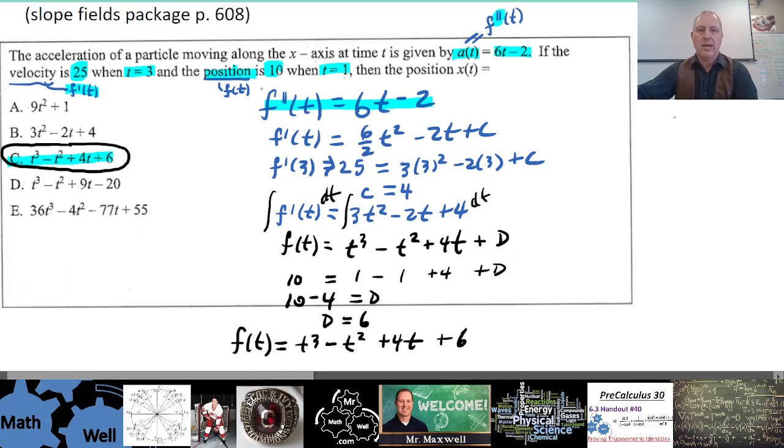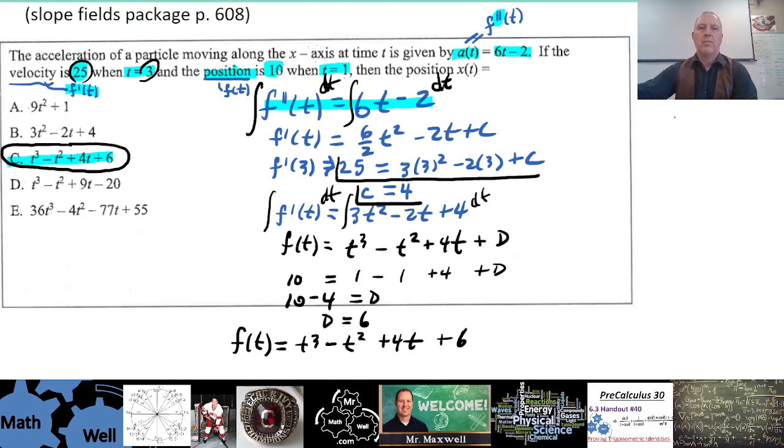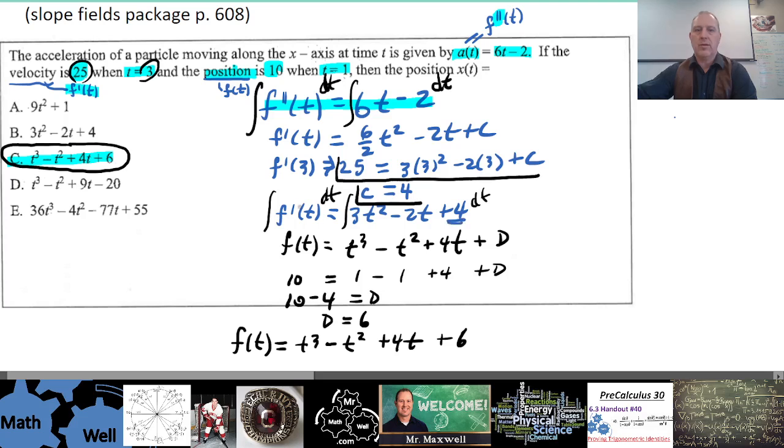So if you take the integral of the second derivative with respect to t, what you get here is f prime of t equals 6 over 2t squared minus 2t plus c. Now, if you plug in these values, so t is 3, when f prime of t is 25, you get this right here. Then when you solve for c, you get a c of 4. So from there, we'll put 4 in as our constant for our velocity function. We will take the integral again. As you take the integral of the first derivative, you get the original function. The integral of this expression is this right here. D would be our second constant value.